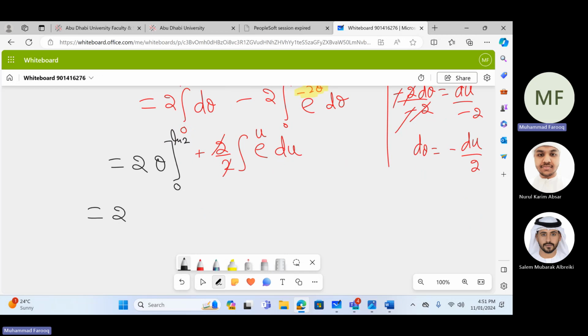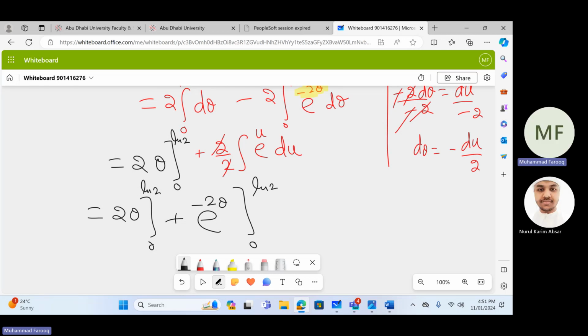So in the last we have to substitute upper and lower limit. Okay, we do each other, don't worry. Plus. Okay. What is the integration of e^u du? e^u. And what is u I have taken? -2 theta. It has limit from 0 to ln 2. That's it, we have done. Now just simply upper limit in the answer minus lower limit in the answer.